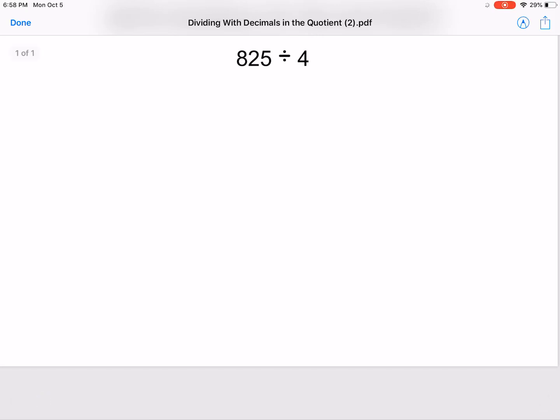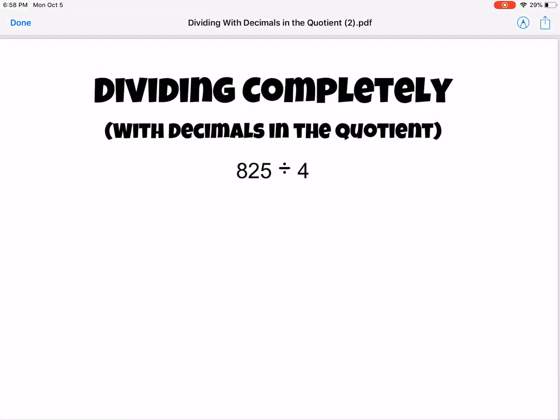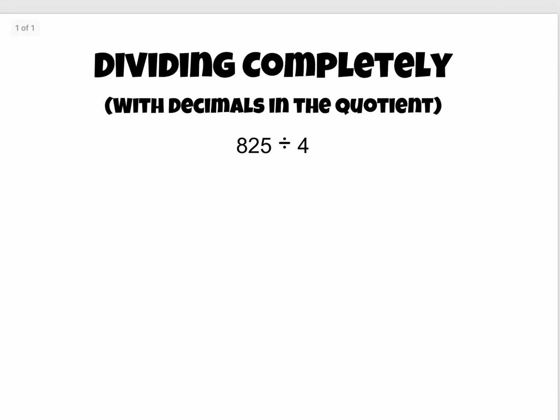Hey guys, in this video we are going to be dividing completely, and that means to get decimals in the quotient. Remember that quotient is our answer to a division problem. And our problem is this: 825 divided by 4. Now the first thing we do is we draw a house around our first number. Our first number is the dividend. So 825, that's our dividend.